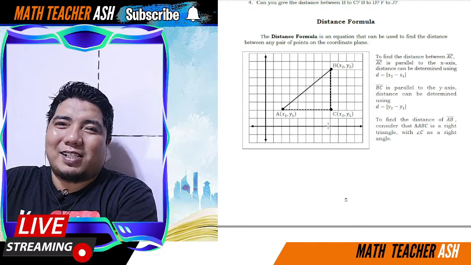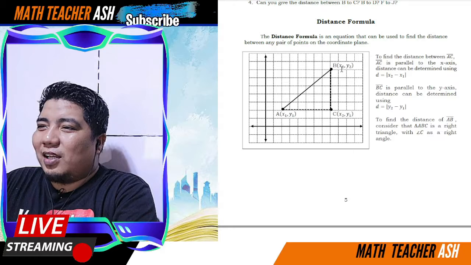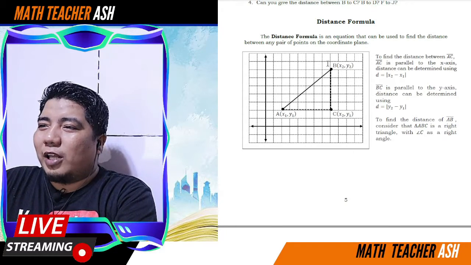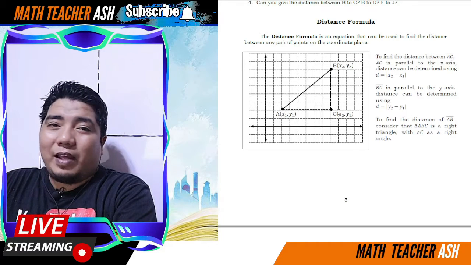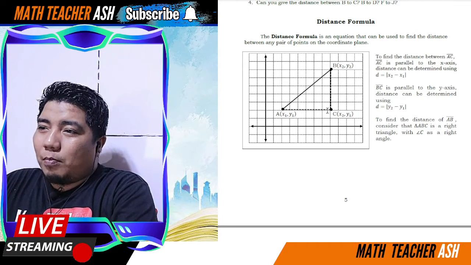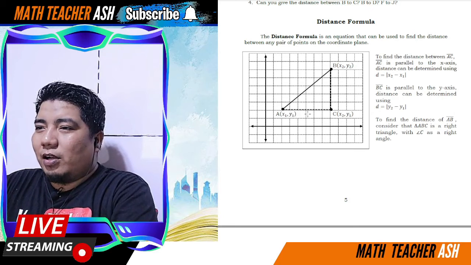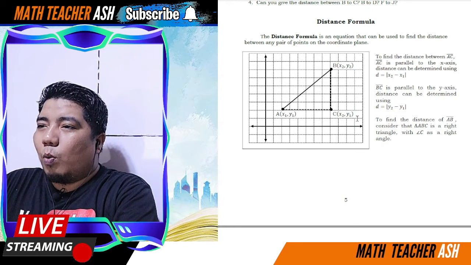Okay, so that is positive 8. So this is positive 8, this is positive 8. Okay, so they both lie... So now, if we try to compare the distance, if they lie on the same coordinate, like here, A to C, pareho sila ng y coordinate.